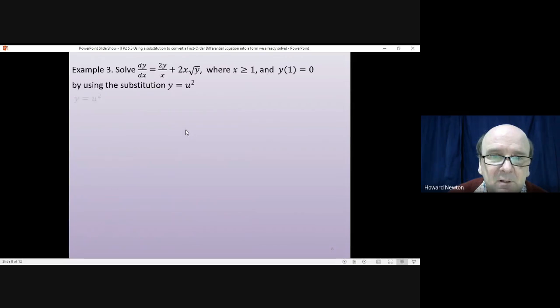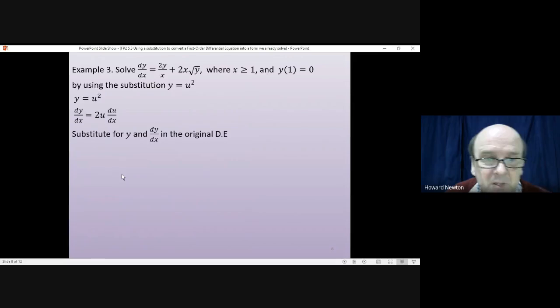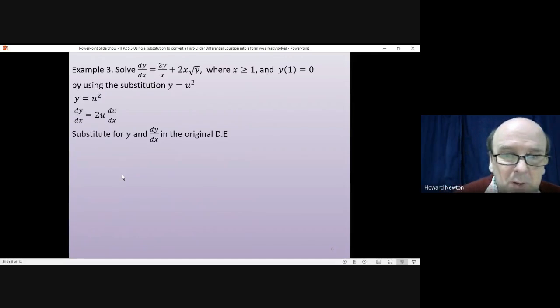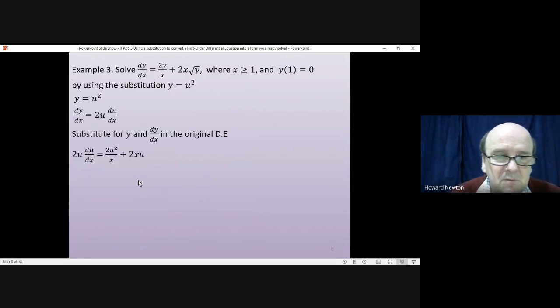Okay, let's have a look. Y equals u squared is the substitution. If I differentiate both sides of that, I get dy by dx on the left-hand side. And using the chain rule, I get 2 times u, and then du by dx when I differentiate the u. Substituting for y and dy by dx in the original equation will give me 2u times by du by dx equals 2u squared over x plus 2xu.